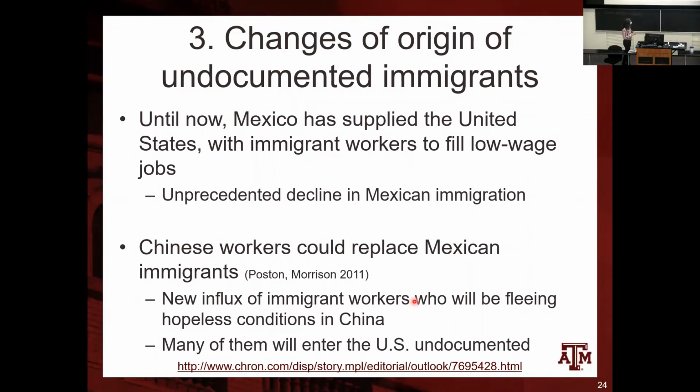The third topic here is about overall specificities in demography in the US. There have been changes in the origin of undocumented immigrants in the US in these last centuries and decades. Until now, Mexico has supplied the United States with immigrant workers to fill low-wage jobs. But what we have seen in more recent decades is an unprecedented decline in Mexican immigration.